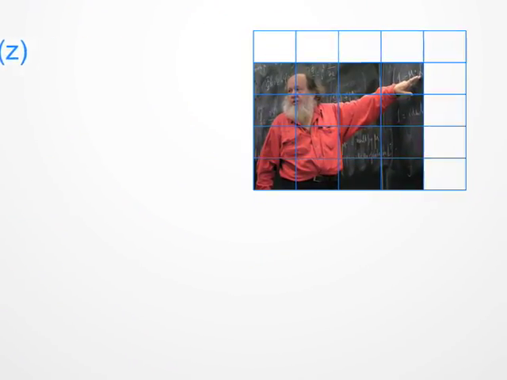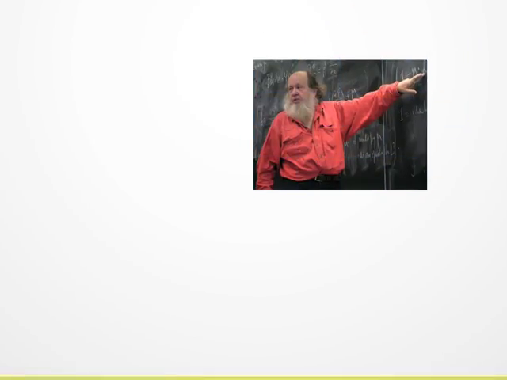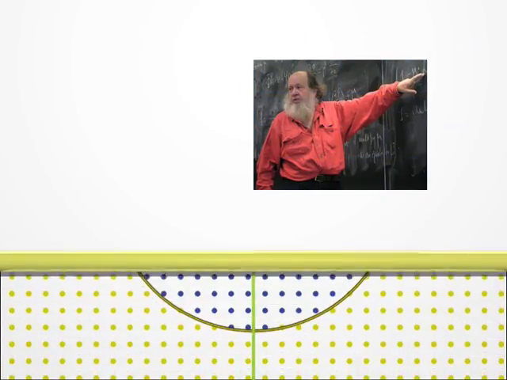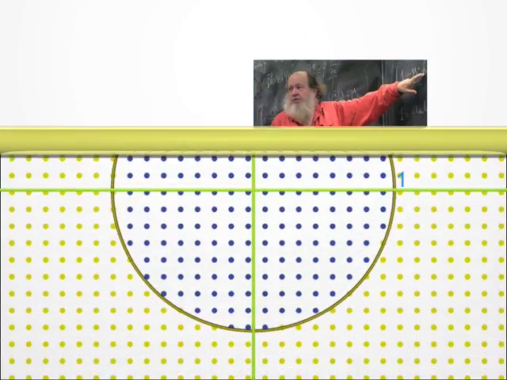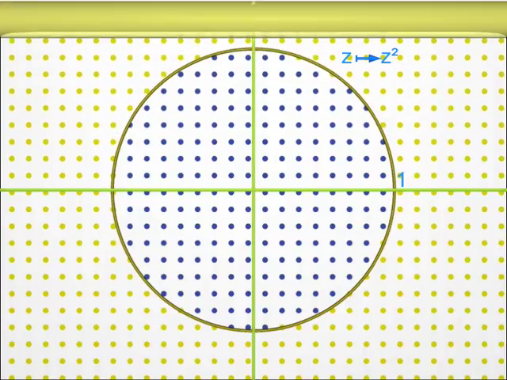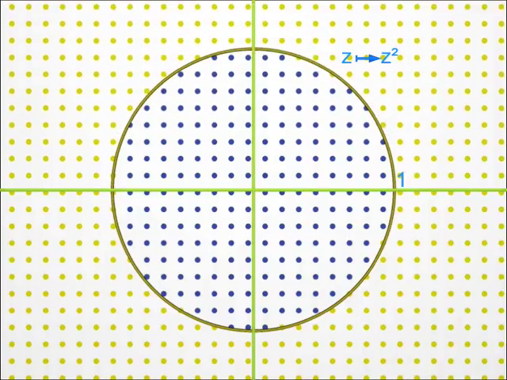Now that you know about complex numbers and have seen some transformations, I'll explain some of the objects I've been studying. Here you see a number of points. Some are blue, inside the unit disk, and some are yellow, outside.